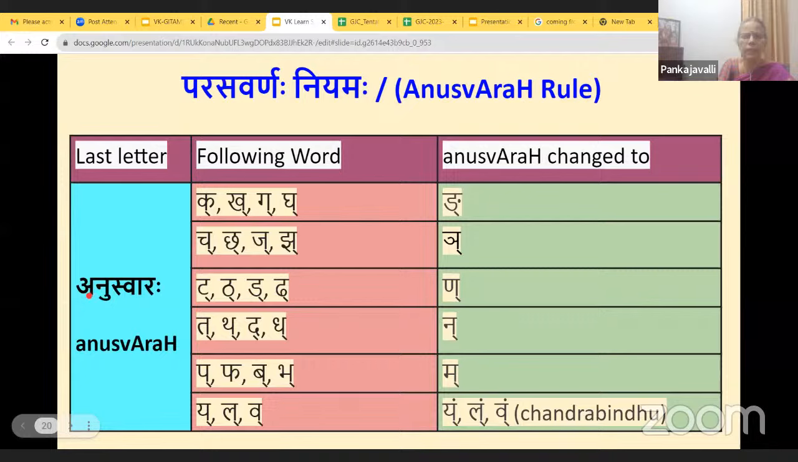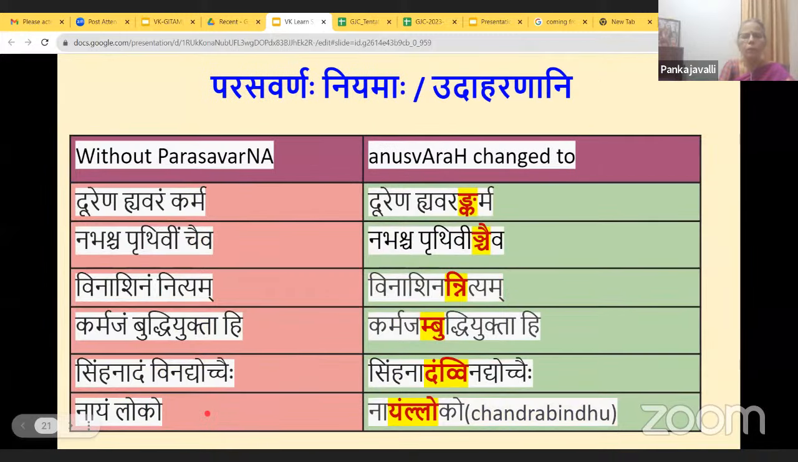Don't change it with the previous letter. Following letter, whatever is the first letter, then you have to change it. You will see a lot of examples in the Gita, don't worry. So for example, durena, without the parasavarna niyama, like only anuswara alone.